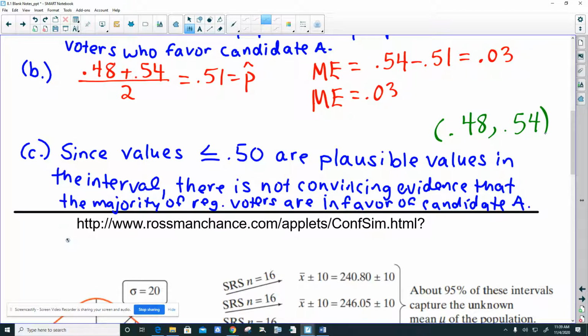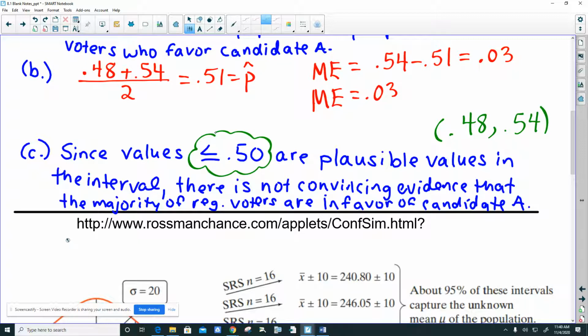So remember this reporter is saying that the majority of people were in favor of candidate A. I'm seeing that while there are some values that are larger than 50%, there are also some values that are not larger than 50%. And so what we would say is since there are some values that are less than or equal to 50%, those are plausible or believable values in the interval. There is not convincing evidence that the majority of registered voters are in favor of candidate A.